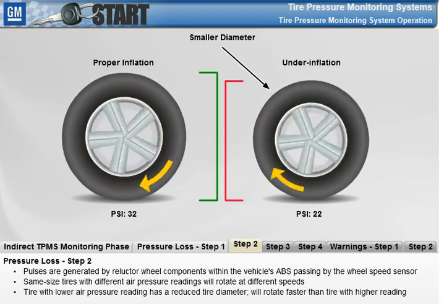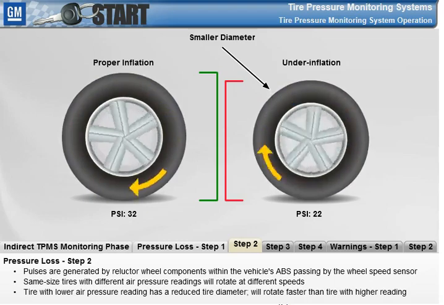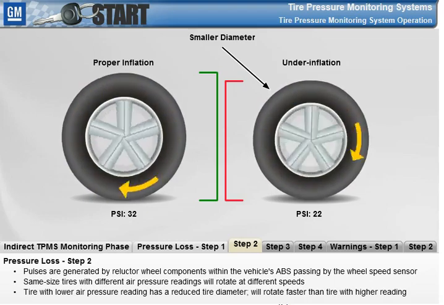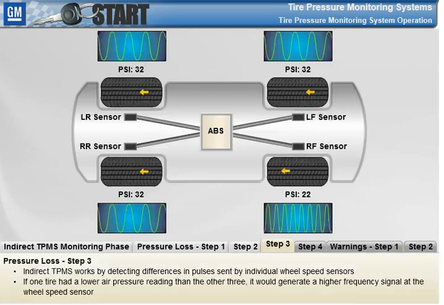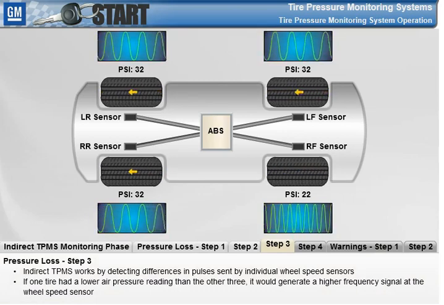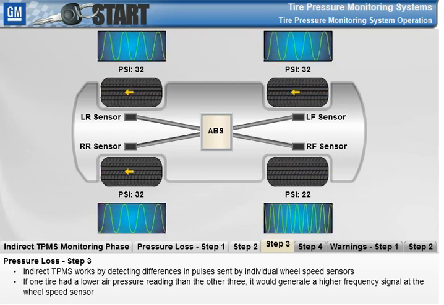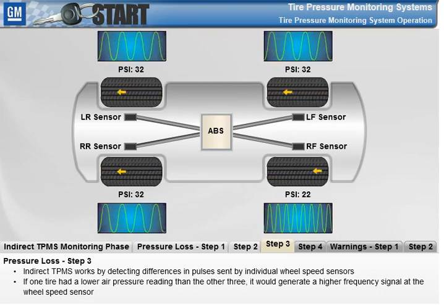Consider two same-size tires with different air pressure readings. A tire with a lower air pressure reading will have a reduced tire diameter. Therefore, the smaller tire will rotate at a faster speed than the tire with a higher air pressure reading. The indirect TPMS works by detecting the differences in pulses sent by individual wheel speed sensors. If one of the tires had a lower air pressure reading than the other three, it would generate a higher frequency signal at the wheel speed sensor.